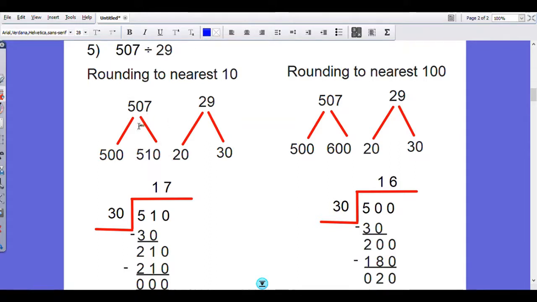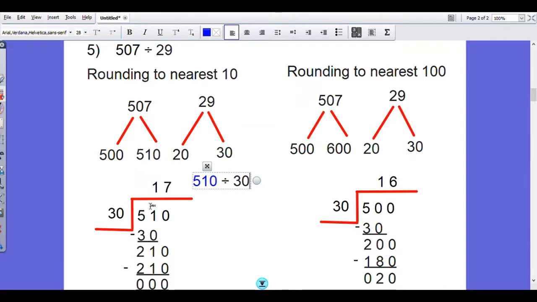See, now 507 is in between 500 and 510 for nearest to 10, and 29 is in between 20 and 30. So 507 is much closer to 510. So your division will become 510, divided by 29, which nearest to 10 is 30. So 510 divided by 30.